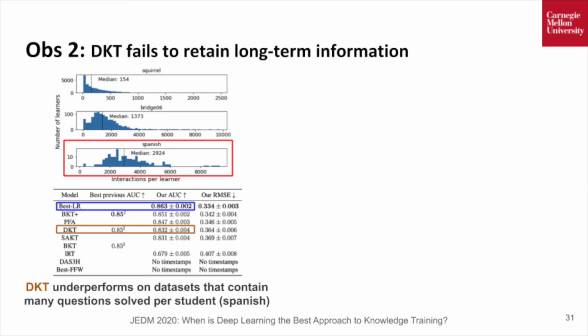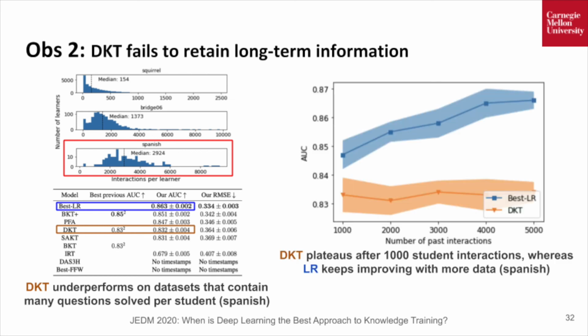As you can see in this table, DKT underperforms on such datasets. We hypothesized that this is because DKT cannot keep track of long-term information. This is a well-documented problem of recurrent neural networks. This figure shows the performance of DKT and logistic regression as a function of the amount of training data available per student on the Spanish dataset.